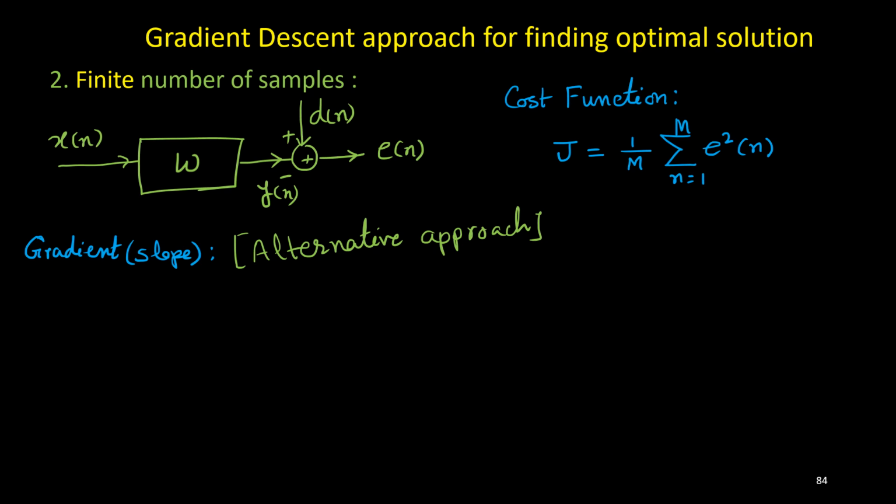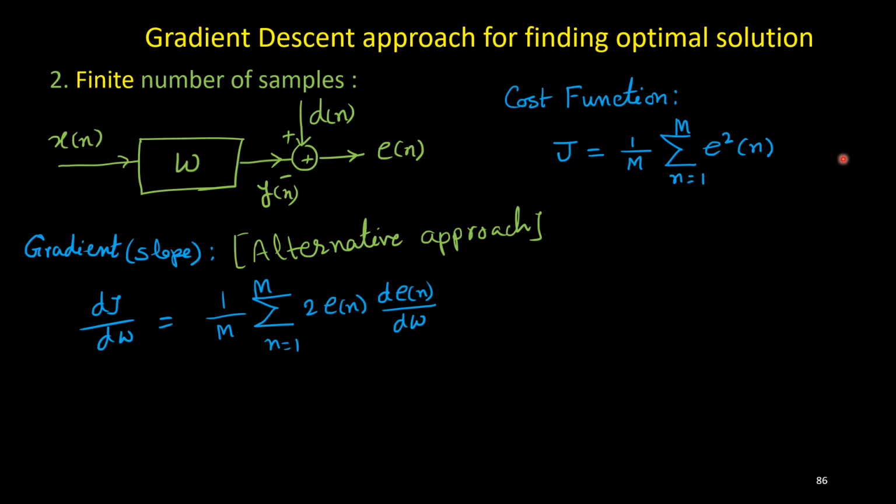Now we can have an alternative approach. Directly we can find the gradient for this cost function. So if I take the derivative of this J with respect to w, right? This is 1 upon m times the summation. So here this e square n, there we need to take a derivative. So e is basically a function of w, right? So we'll take the derivative of this e square n. It will be 2 of e n times the derivative of e n with respect to w.